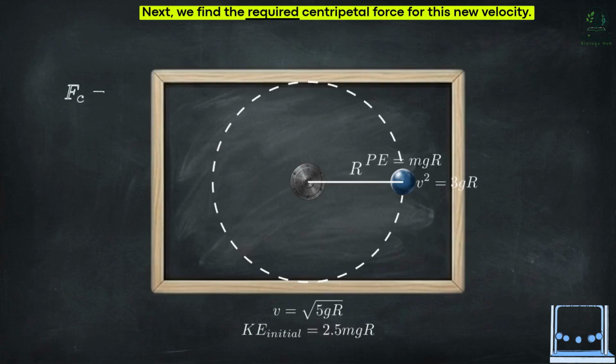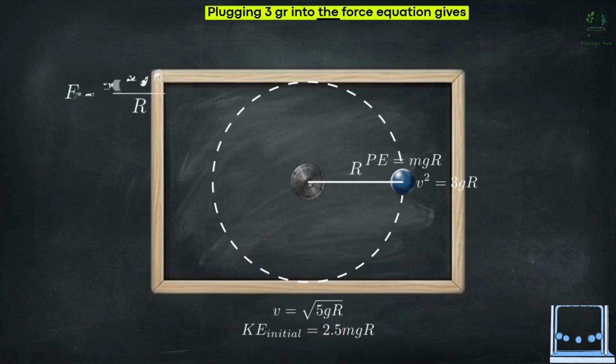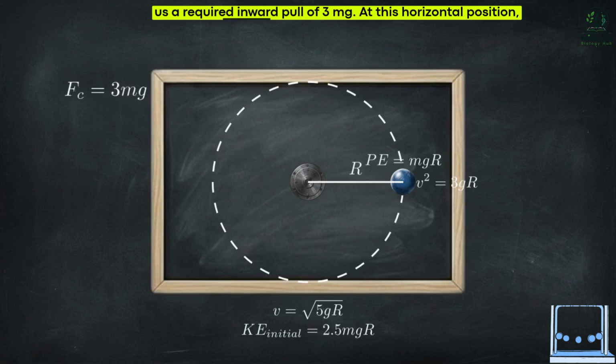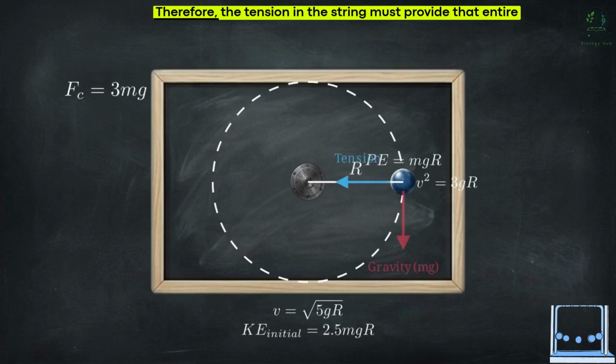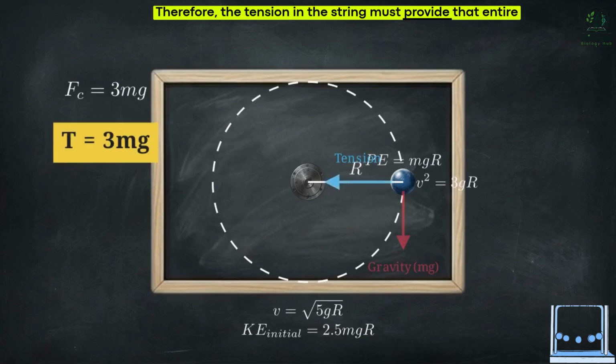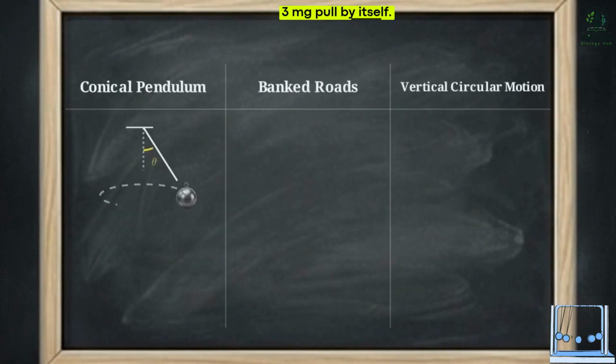Next, we find the required centripetal force for this new velocity. Plugging 3 gr into the force equation gives us a required inward pull of 3 mg. At this horizontal position, gravity pulls straight down and contributes nothing to the inward centripetal force. Therefore, the tension in the string must provide that entire 3 mg pull by itself.